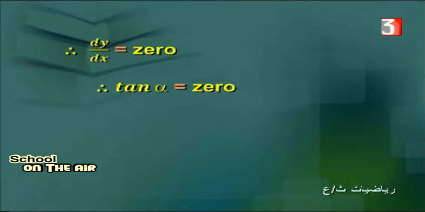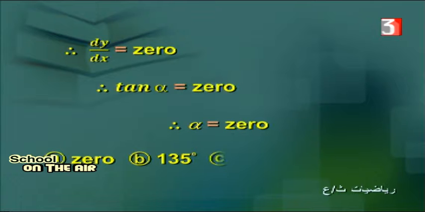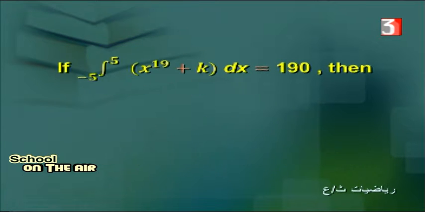dy/dx is the slope of the tangent to the curve, or dy/dx equals tan alpha, the angle which the tangent makes with the positive direction of the x-axis. Then tan alpha equals 0 and alpha equals 0. Then the measure of the angle which the tangent to the curve of the function sine 2x equals tan y makes with the positive direction of the x-axis equals 0 degrees.